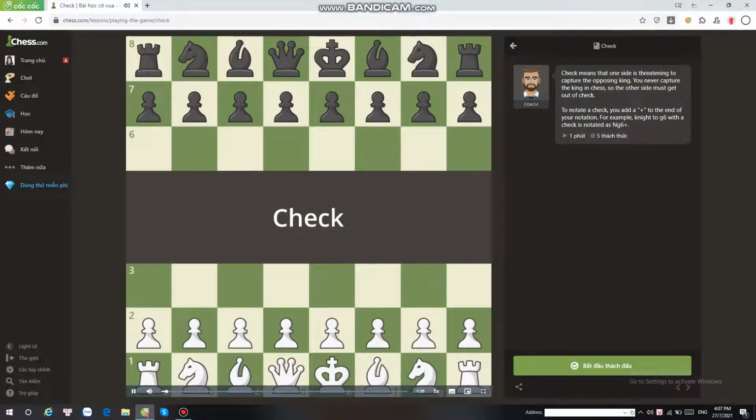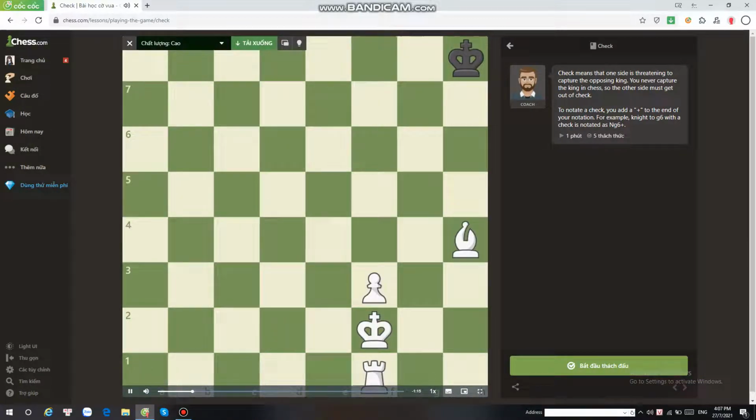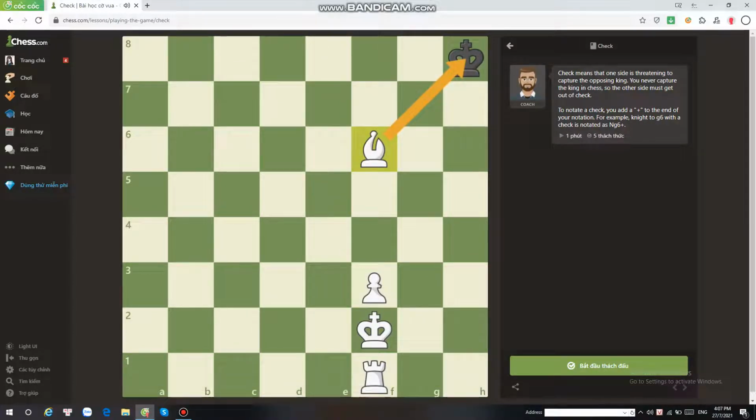Check is the word that is used when one piece is threatening to capture the other side's king. Check basically means look out, king in danger. Let's take a look at some examples of playing check. In this position, can you see how white can threaten to capture the black king? That's right. Bishop to f6 check. White's bishop puts the black king in danger of capture, so black must deal with this check. In the next lesson, we will learn the 3 ways to get out of check.